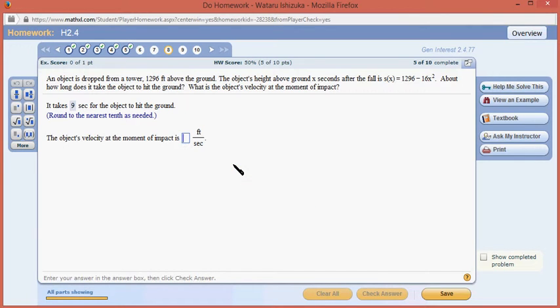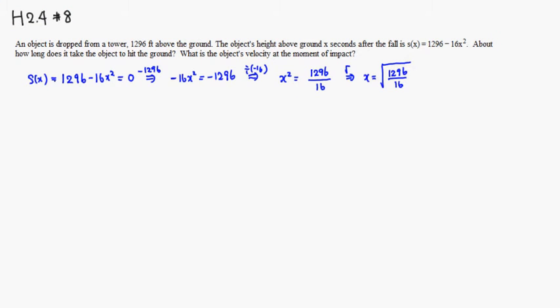So we got that. And the object's velocity at the moment of impact is, so we just need to find the velocity. Velocity is the instantaneous rate of change, so we have to find the derivative. So here, s prime of x equals, remember the definition? You can do the 4-step process too. Here we have s of x plus h minus s of x all over h as h approaches 0.